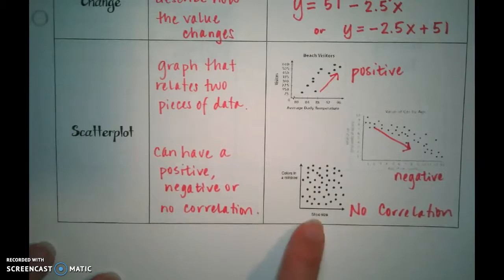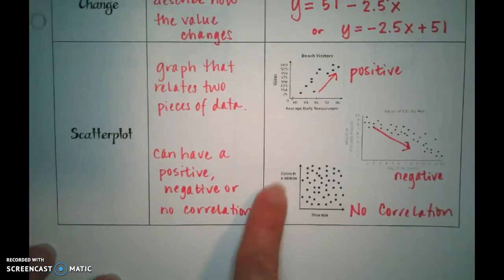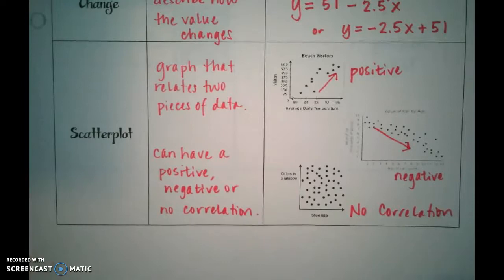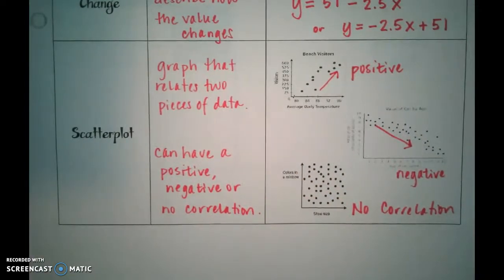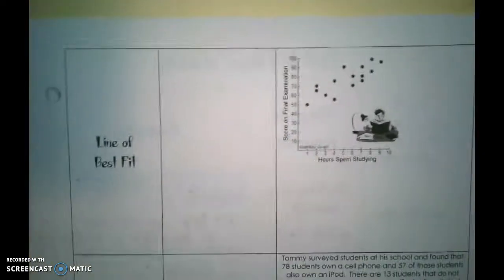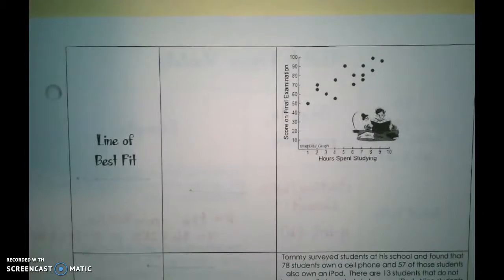And if you look at this graph, it is looking at shoe size and colors in a rainbow, and we know that those two things are not related to each other, so it makes sense that the graph wouldn't have correlation. Moving on to the back, the next topic we did in Unit 6 was line of best fit.